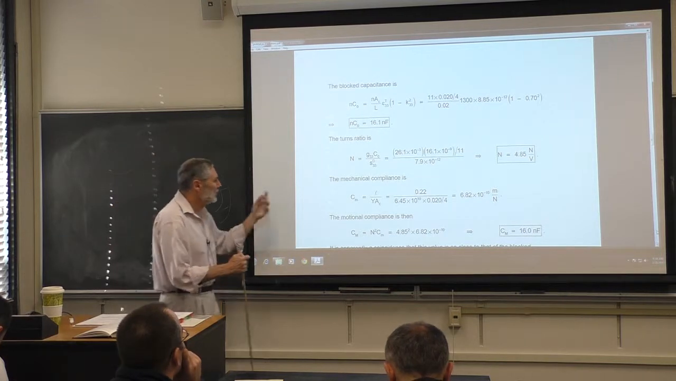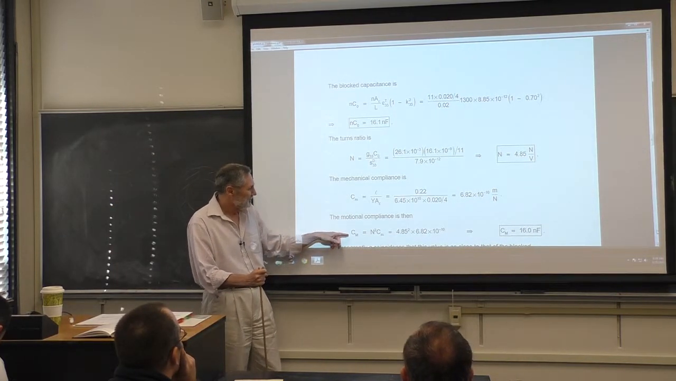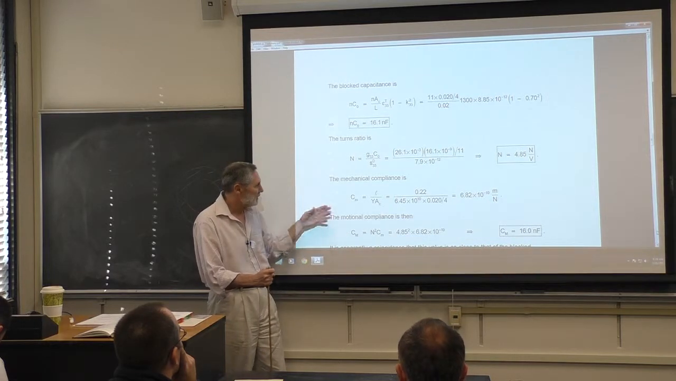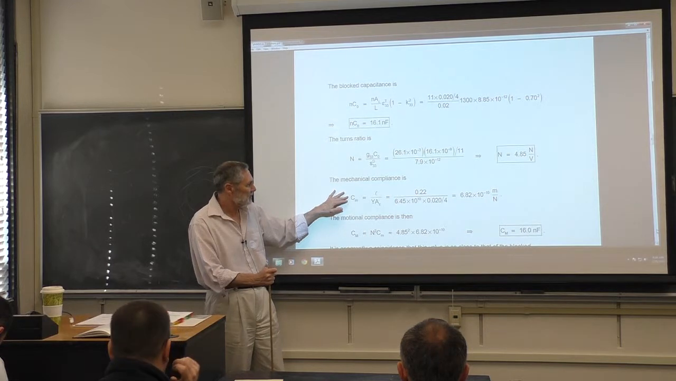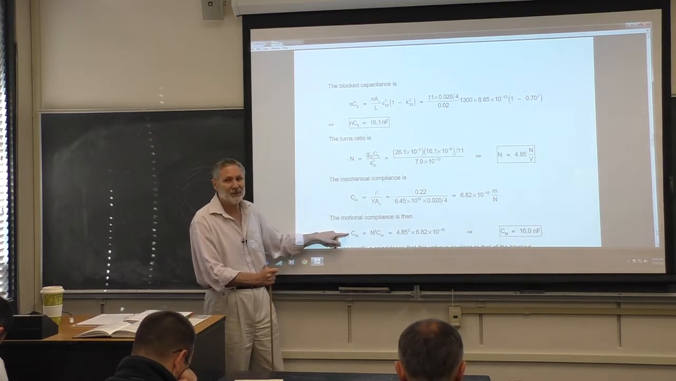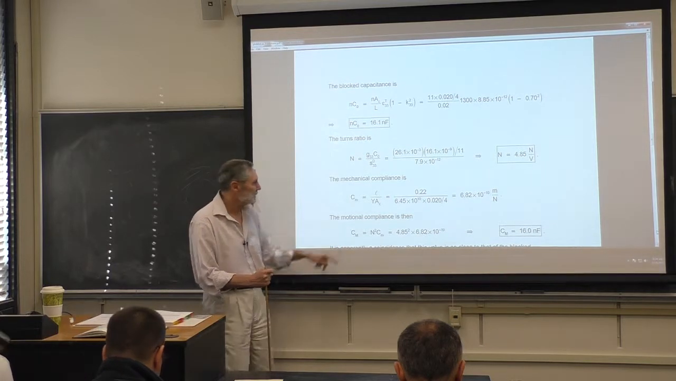So here we're going the opposite way. I just told you we can find the electrical quantities, so I lied. Here, due to the information we have, we want to find actually the mechanical compliance. From that, we'll get the electrical equivalent, the motional capacitance.